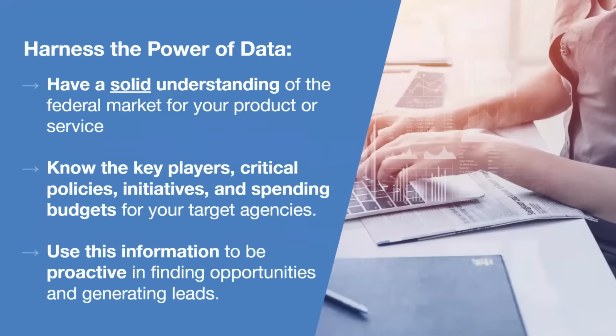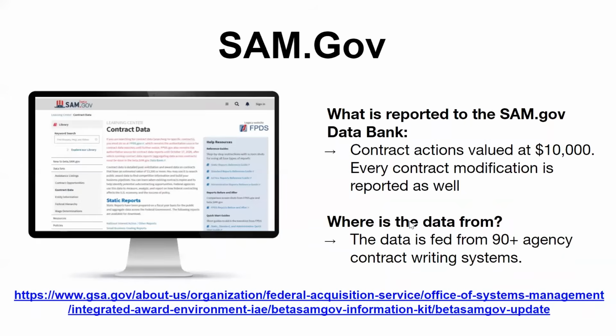So the thing is, you want to use all of this information to be proactive in finding opportunities and generating leads, having a good pulse on what's happening in the federal marketplace. So where can you find all of this information? How do I find out who's buying what in the federal marketplace? On the SAM.gov data bank, it houses a user interface where you can run reports to find out exactly what's happening for your product and service in the federal market.